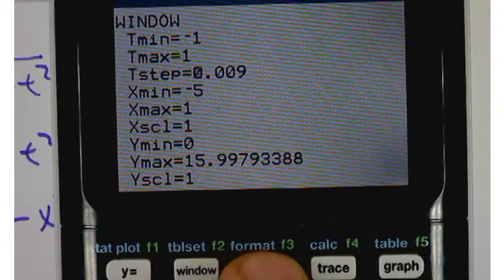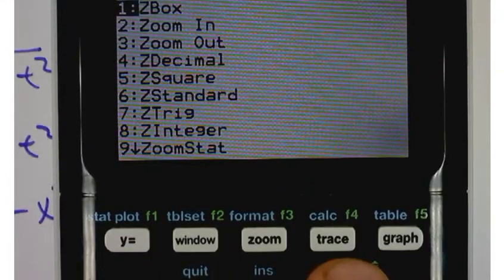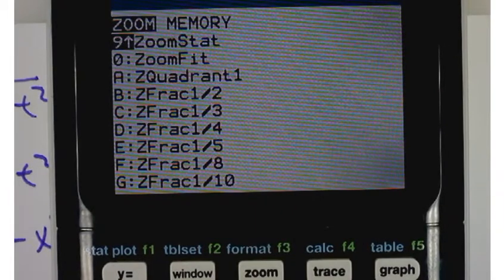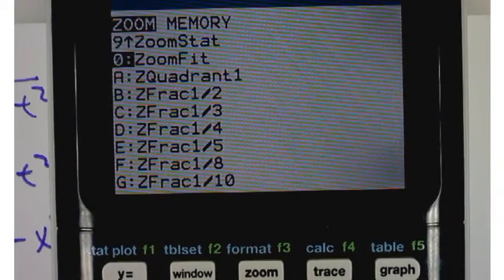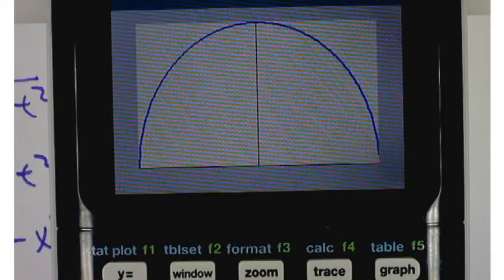But here's a better trick here. Let's hit the zoom key, zoom fit. Remember where zoom fit is? It's zoom and then 0. So zoom 0, that'll adjust your graph to just barely fit what we have graphed here. So you should see something like that. Doesn't exactly look like a circle, does it?